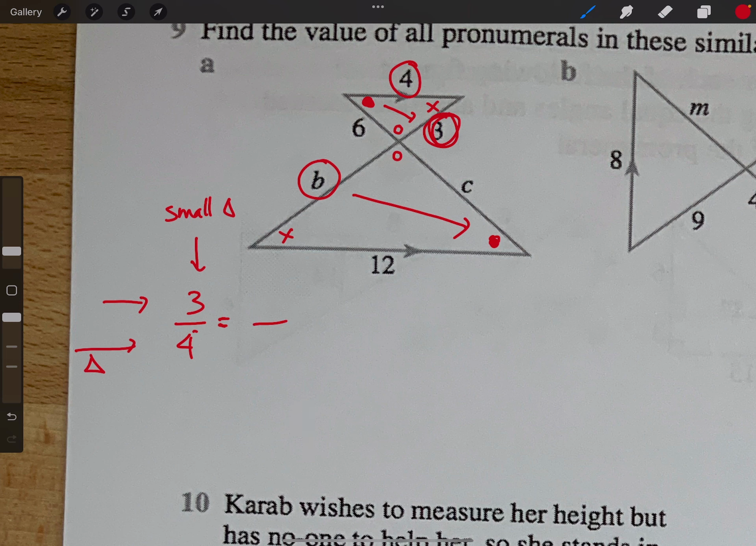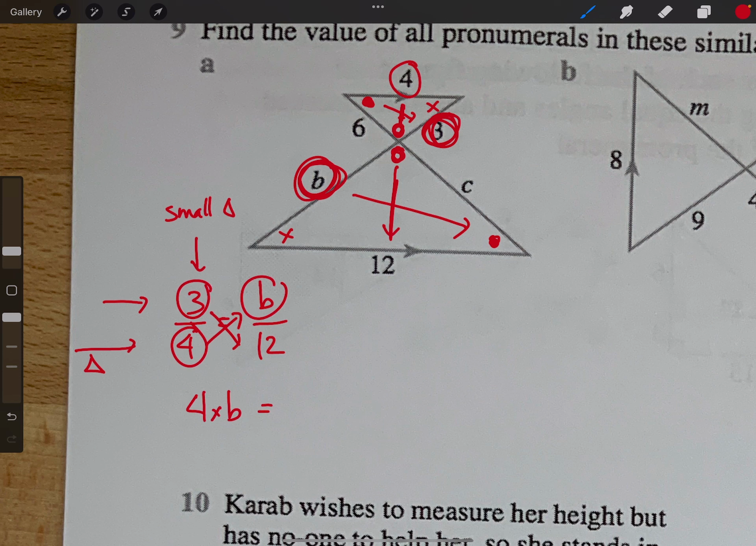Now 3 is corresponding to this length here, which is B. Now the 4 is opposite the angle that has an open circle. So the open circle also has this one, so that'll be over 12. So B over 12. So 3 over 4 equals B over 12. Now we can cross multiply to find out the value of B. Okay, so I can say 4 times B is equal to 3 times 12.